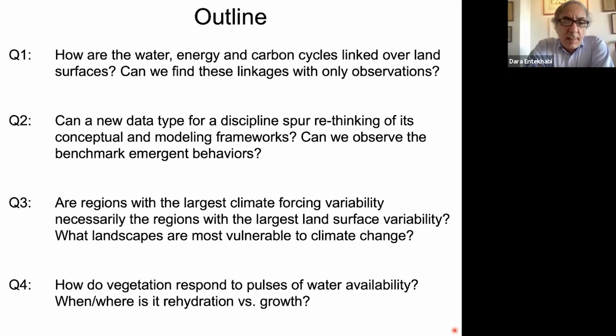And lastly, the role of vegetation in the water cycle over landscapes. What is the response of vegetation to pulses of water availability due to storms? Do they rehydrate after these events, or do they grow after these events? When, where, and how much? And can we observe those?